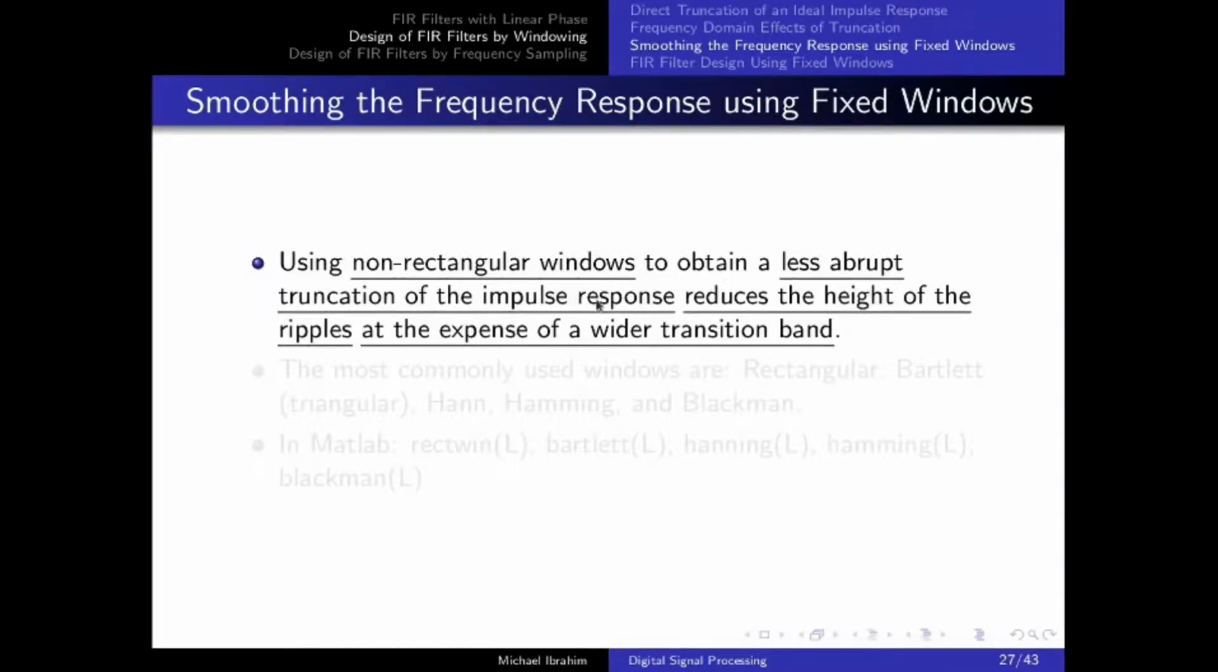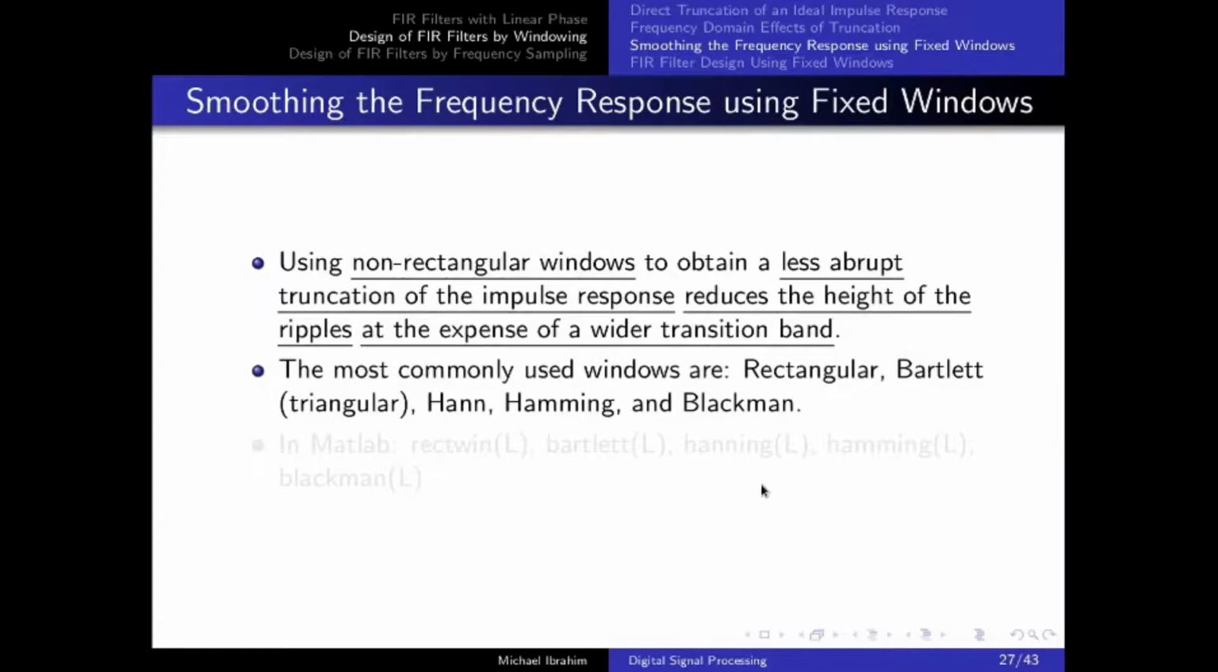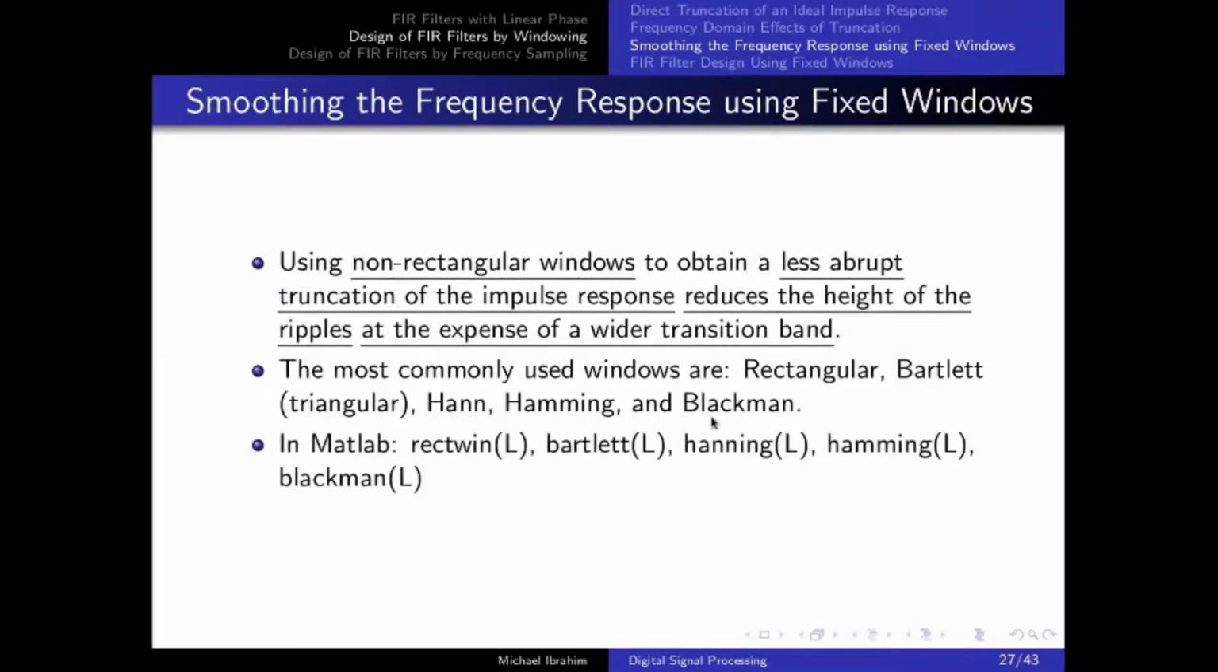This less abrupt change will reduce the height of the ripples in the frequency domain. The most commonly used windows are the rectangular window, which is the one we have seen before, the Bartlett window, or the triangular window, the Hahn window, the Hamming window, and the Blackman window. In MATLAB, you can generate these windows using the following commands: rectwin, Bartlett, Hamming, and Blackman.